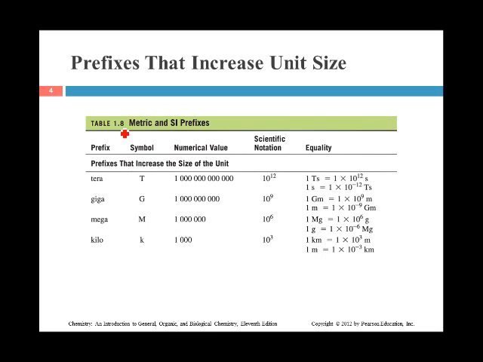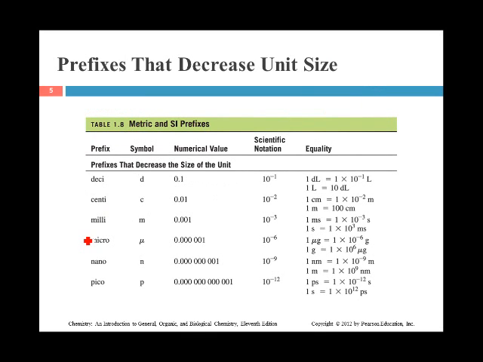Table 1.8 is the table that you're going to have to memorize in your book. So that gives you a list of all your prefixes. And it keeps going to having the small prefixes too. Notice on the right-hand side, it's written in two different terms. It's written in one where 1 deciliter is 1 times 10 to the negative 1 liters, or 1 liter is 10 deciliters. These two things are the same, it's just written differently.